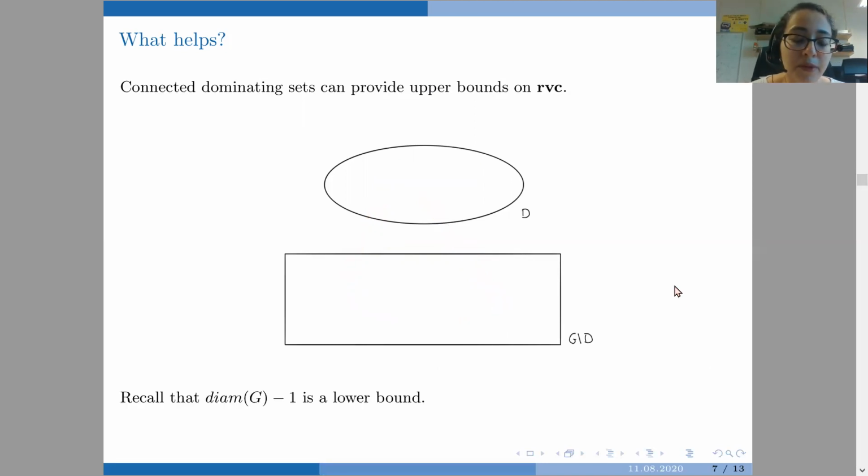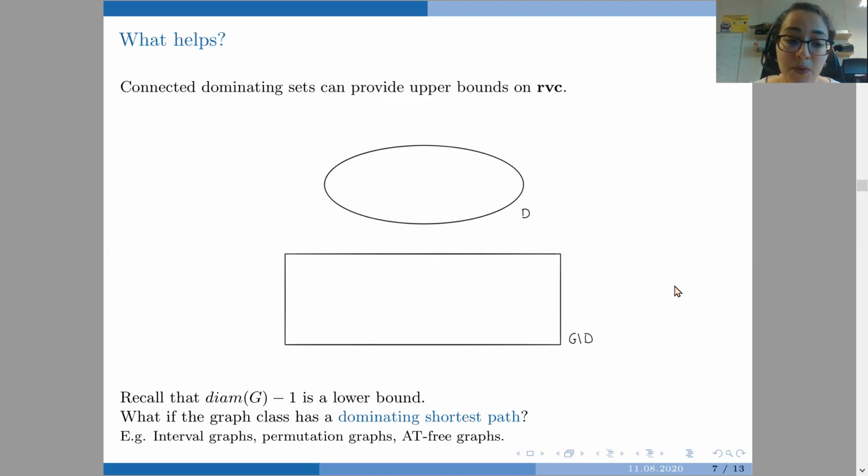Okay, so remember that diameter of G minus 1 is a lower bound for our parameter. So what we could try to do is to look at a connected dominating set that would put us maybe close to this lower bound. For instance, what if we consider a graph class that has dominating shortest paths, meaning that every graph in this graph class has a shortest path between a pair of vertices that is dominating. That sounds a bit restrictive, but this is the case for many widely studied graph classes, like for instance interval graphs, permutation graphs, or AT3 graphs.